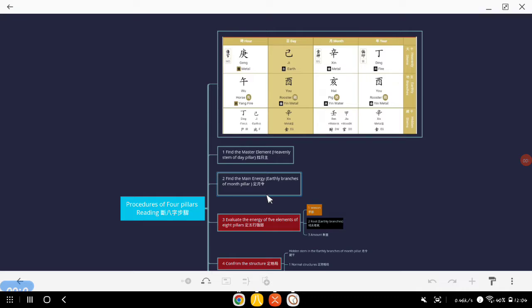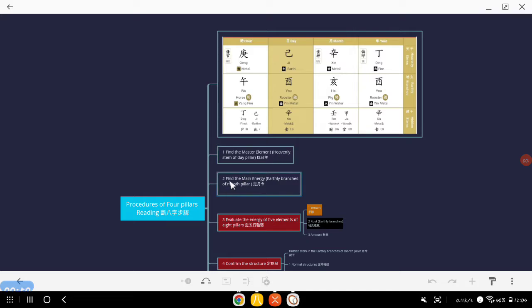So today we're gonna talk about the general steps or procedures for how to read the 8 pillars. Let's start with the 8 pillars chart. So we know that there are eight blocks here for the chart. The above row is called the heavenly stem, and the second row is called the earthly branches. So we have these 2 parts that combine as 8 pillars.